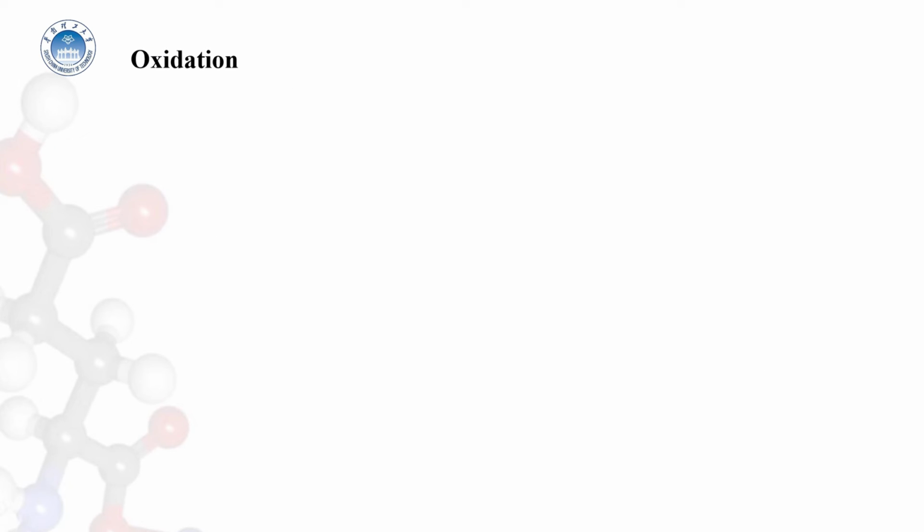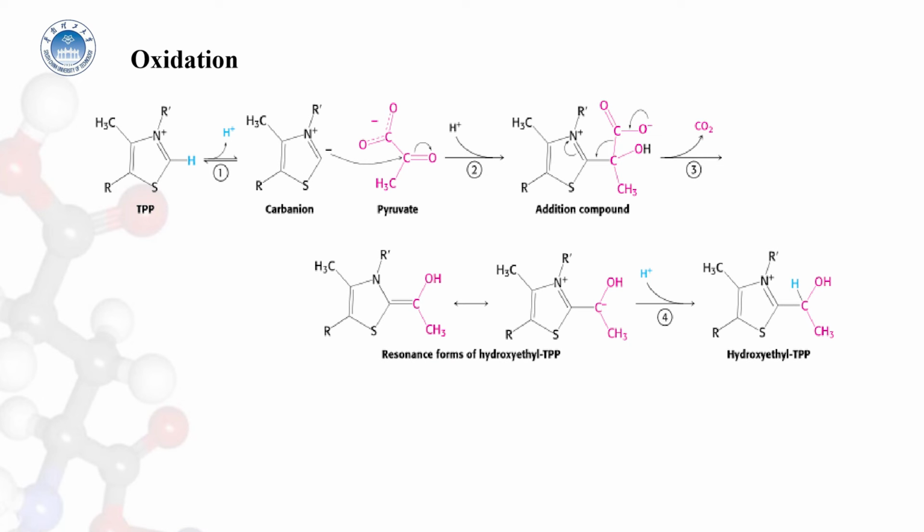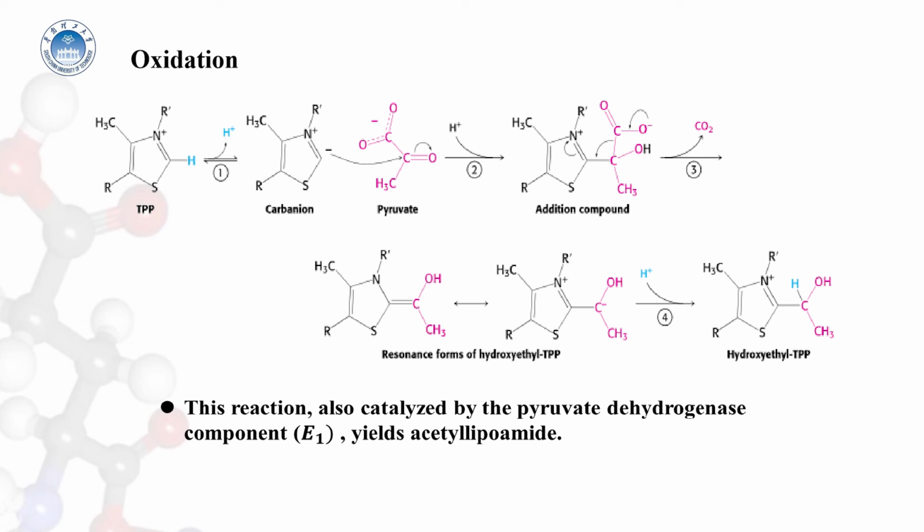And then let's go to the oxidation. In the oxidation phase, the hydroxyethyl group attached to TPP is oxidized to form an acetyl group while being spontaneously transferred to lipoamide. It's a derivative of lipoic acid that is linked to the side chain of a lysine residue by an amide linkage. This reaction is also catalyzed by the pyruvate dehydrogenase component, E1, and yields acetyllipoamide.